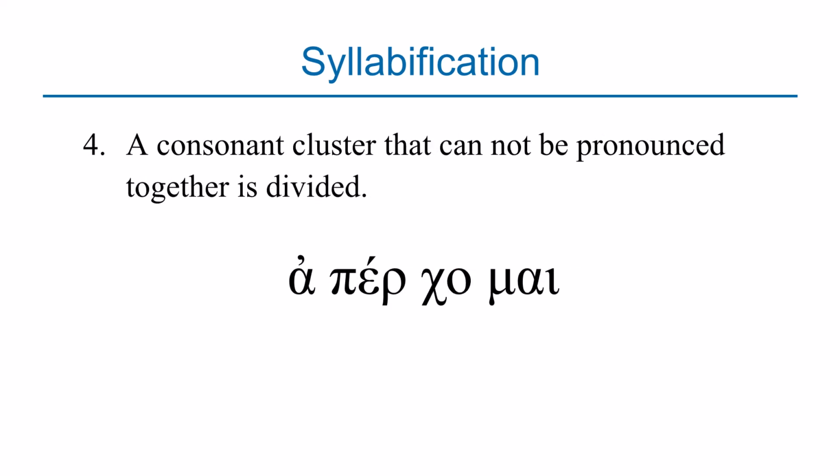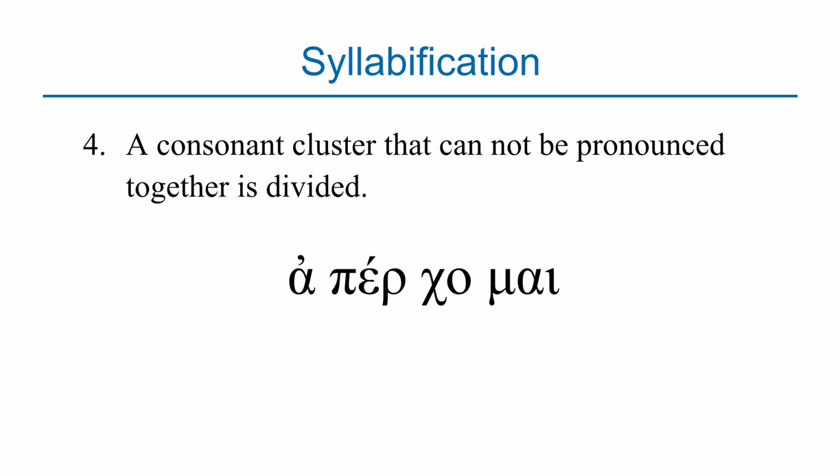Let's look at rule number 4. A consonant cluster that cannot be pronounced together is divided. And by consonant cluster, we mean two consonants next to each other. So a group of consonants that cannot be pronounced must be divided. Let's look at our Greek example. You have the word apekomai. Apekomai. How do you divide this word?